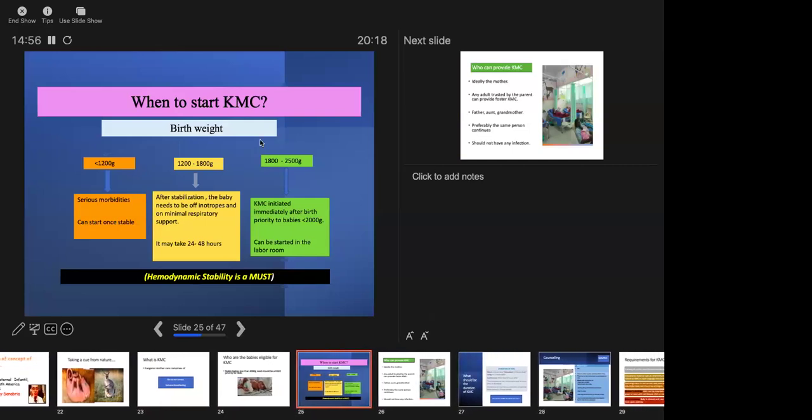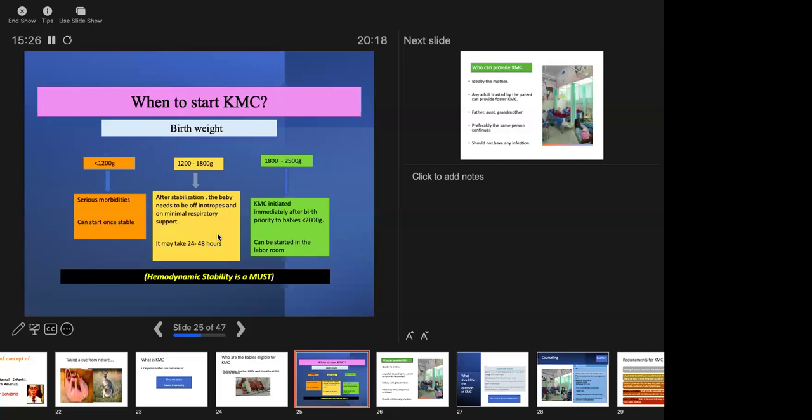Then when to start KMC? All babies less than 2 kg are eligible for KMC. In babies less than 1,200 grams, they usually have some morbidities in the first few days of life, so you can start KMC once the babies are stable. Between 1.2 to 1.8 kgs, once the babies are stable, off inotropes and on minimal respiratory support, you can start KMC. That may take somewhere around 24 to 48 hours.